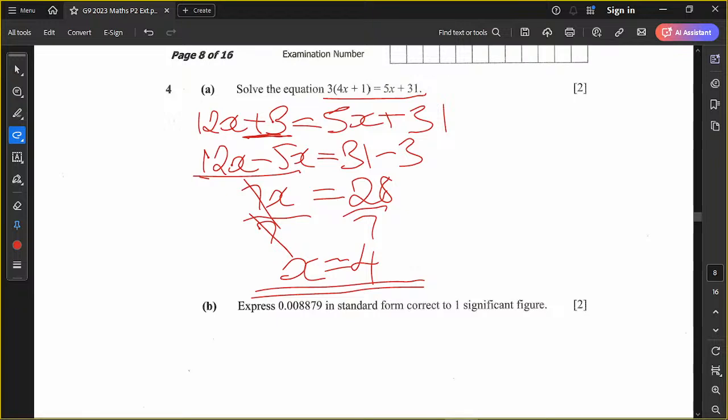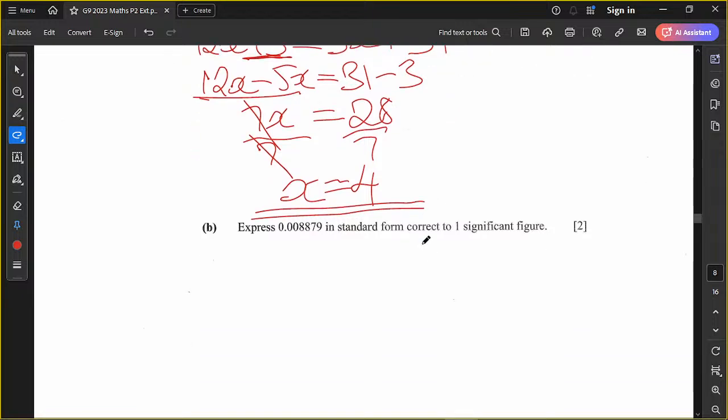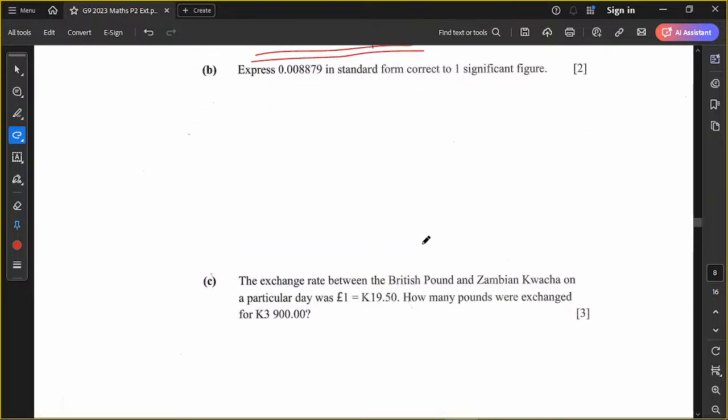If you have got questions, you can ask in the comment section, but basically that's how you find the answer to that question. Okay, so that's how you solve that question. We go to question 4b.